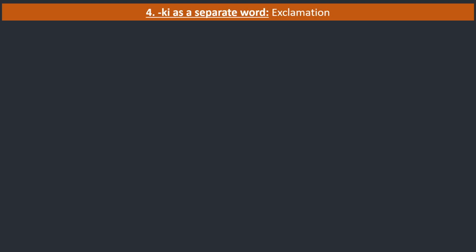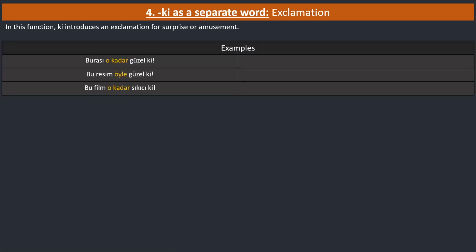So şimdi exclamation hakkında konuşalım. Now let's talk about exclamation. How do we use ki to express an exclamation? Bu fonksiyonda, bu işlevde ki particle bir exclamation, yani bir ünlem belirtiyor. Genelde şaşırdığımız zaman veya bir şeyden keyif aldığımız zaman kullanıyoruz. Burada benim örneklerim var. I have my examples here.